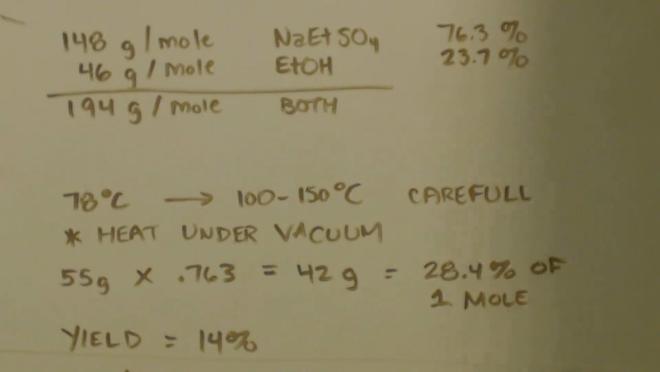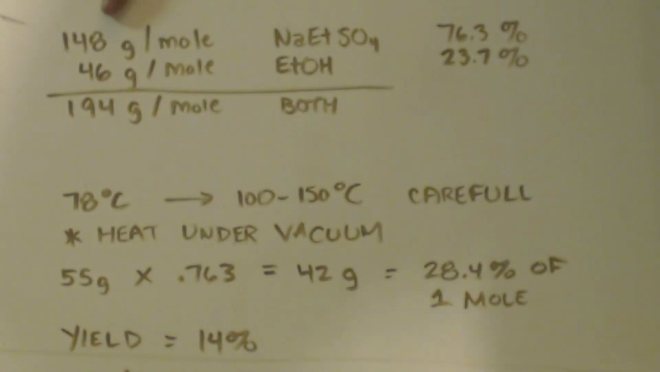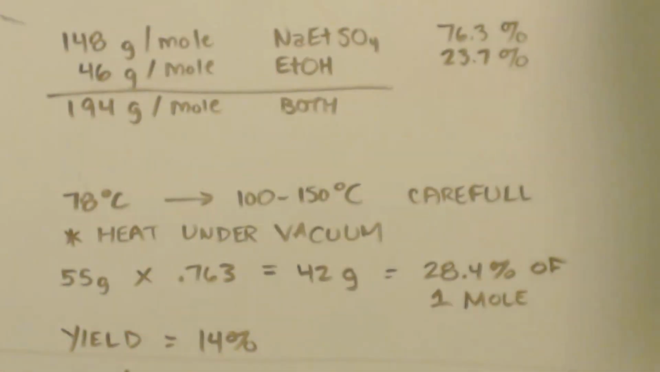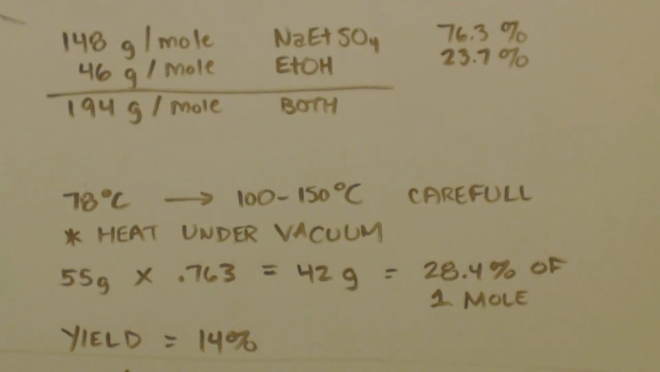Alright, so I got about 55 grams. I was going to do something extra to this, but I'm not going to. I'm just going to talk about it. You see, I got about 55 grams of product there. A mole of sodium ethyl sulfate is 148 grams per mole. The only problem with my product is I believe that there's just like water crystallization.